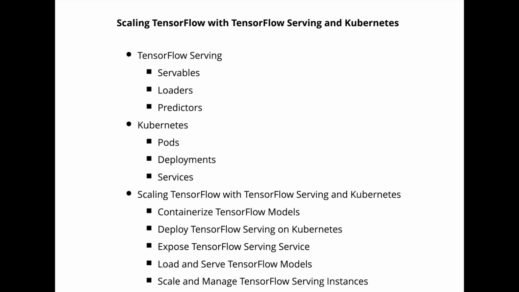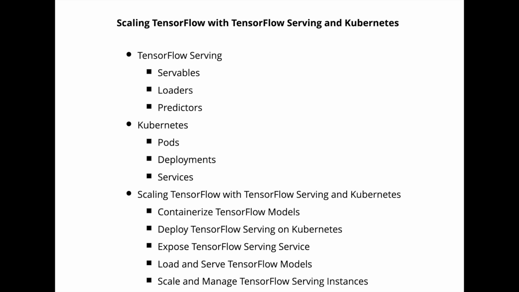Services. Services provide network connectivity to pods and enable communication between different parts of a distributed application. Kubernetes services abstract away the underlying network topology and provide a stable endpoint for accessing pods. Last one is scaling TensorFlow with TensorFlow Serving and Kubernetes.